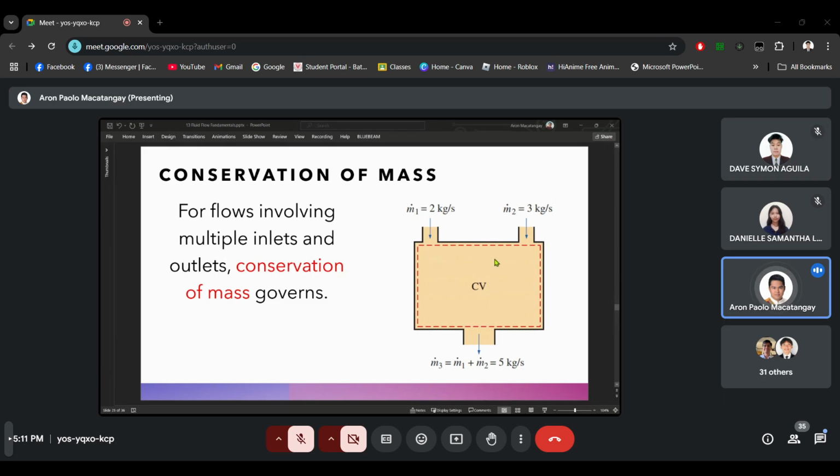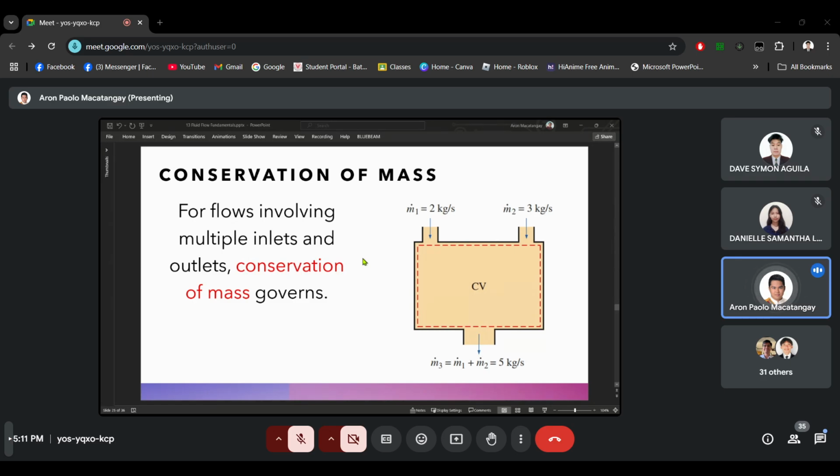So what will happen here is you have a control volume, okay, and then mass will enter it through two different inlets, two or more different inlets. Okay, and then the outlet side can be a single outlet or can also be two or more different outlets. Okay, for flows involving multiple inlets and outlets, conservation of mass will govern.